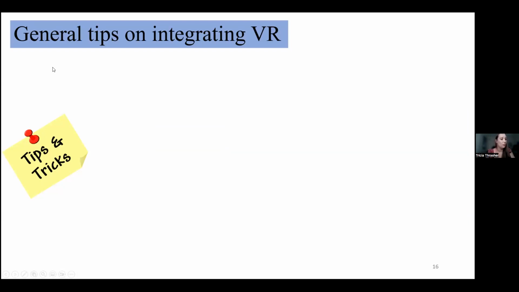Okay, let me check our time. So I'm going to briefly talk about the general tips on integrating VR.